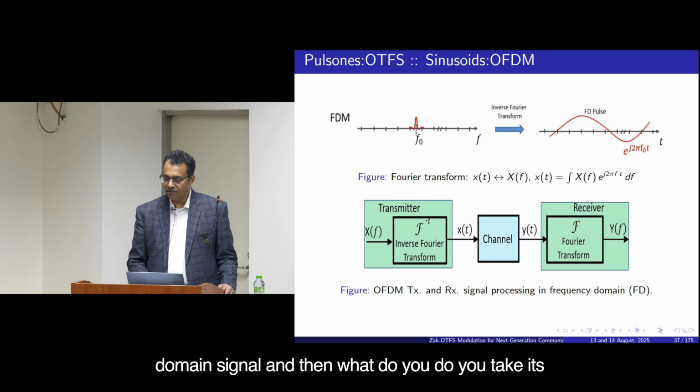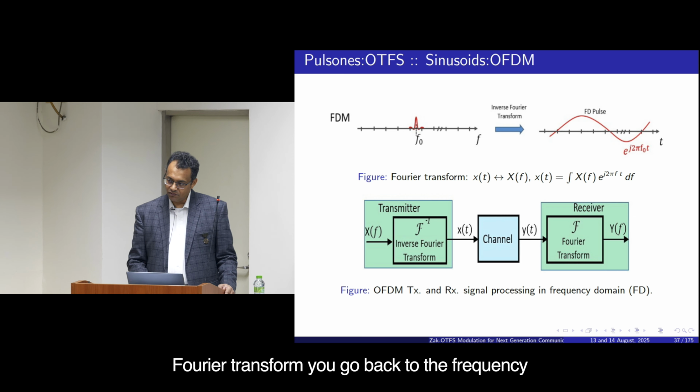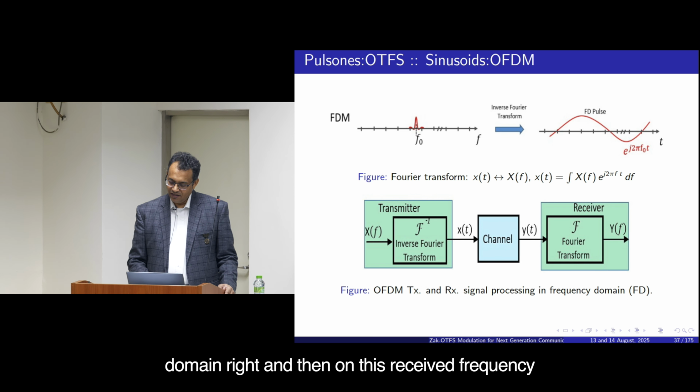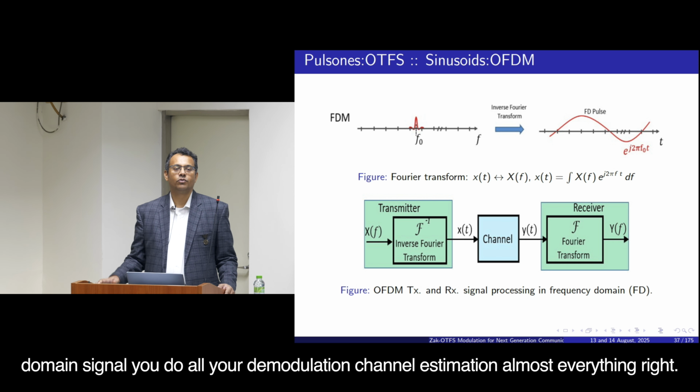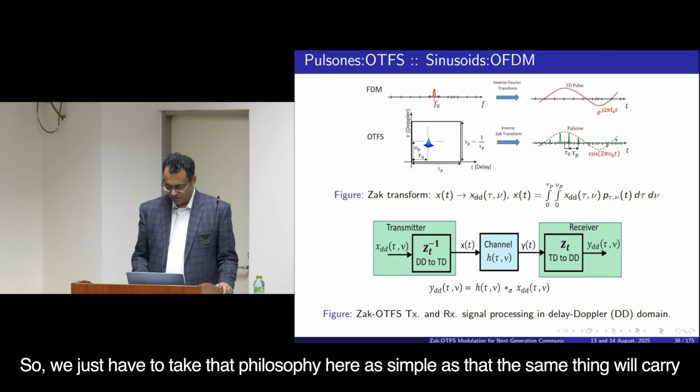At the receiver you receive a time domain signal, and then what do you do? You take its Fourier transform, you go back to the frequency domain, right. And then on this received frequency domain signal you do all your demodulation, channel estimation, almost everything, right. So we just have to take that philosophy here, as simple as that. The same thing will carry over, right.